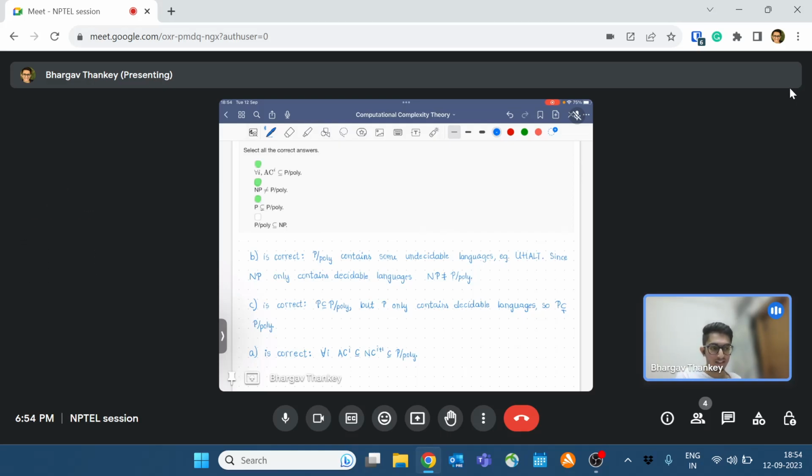Now the problem is the following. Just because there exists a circuit family does not mean that you can compute that circuit family using a Turing machine.